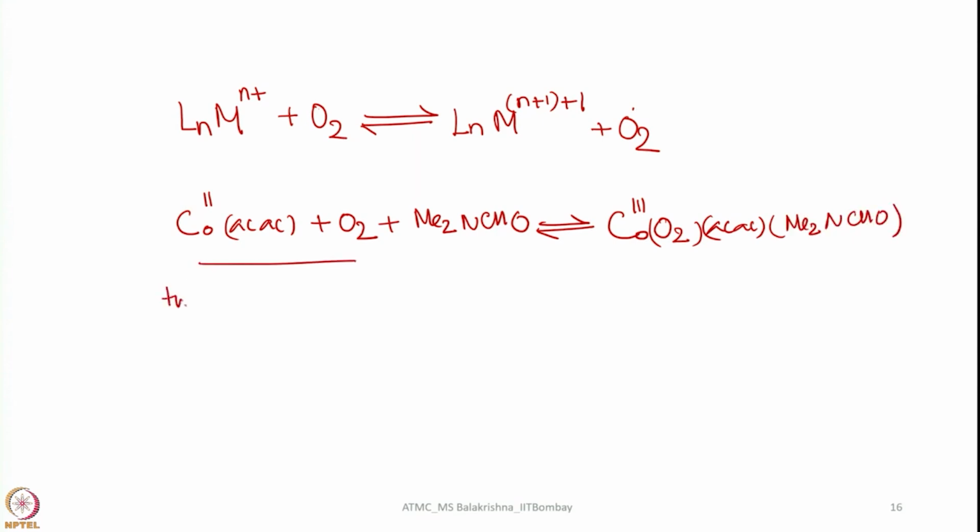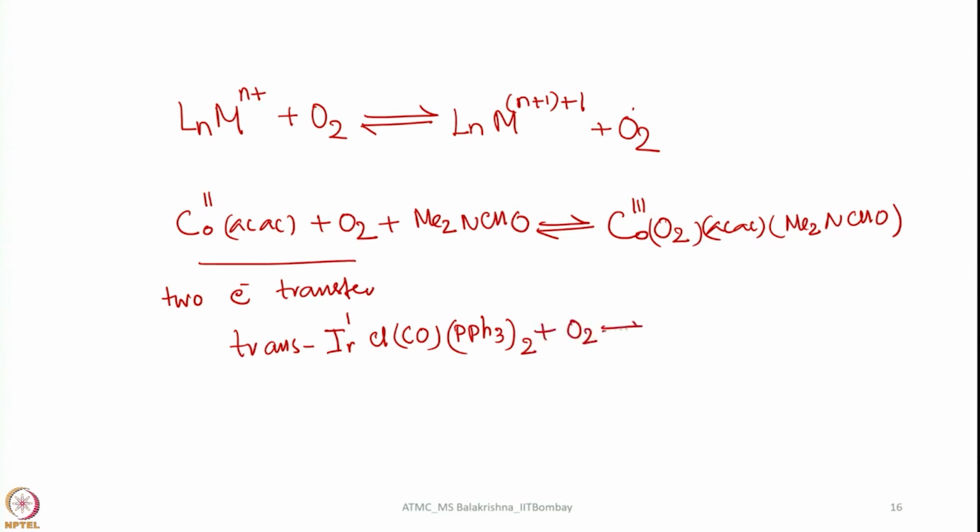Let us look into 2 electron donor transfer. Again I consider a complex that you are very familiar with, Vaska's compound, with iridium in the +1 state. This is trans-chlorocarbonylbis(triphenylphosphine) complex. On treating this one, it forms an iridium 3 complex.